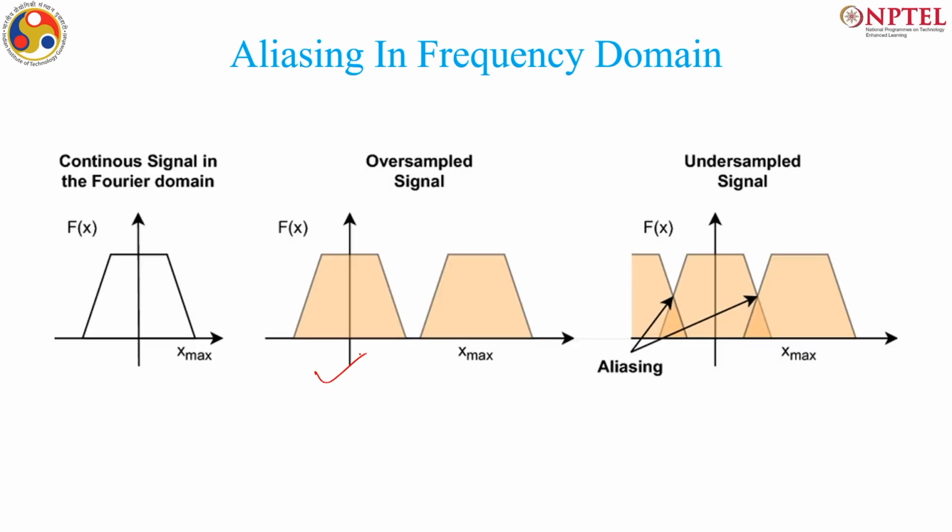If this is the bandwidth of the original signal and it is oversampled, meaning greater than the Nyquist rate, then we see a clear separation between the spectra. However, if it is less than the Nyquist rate, these two replicas overlap.